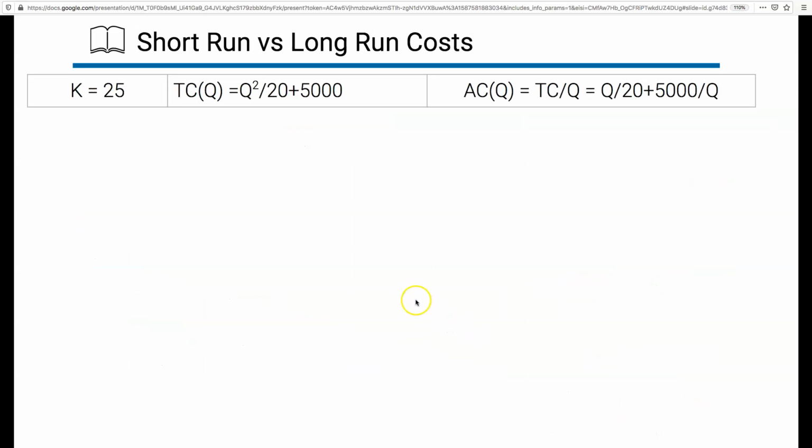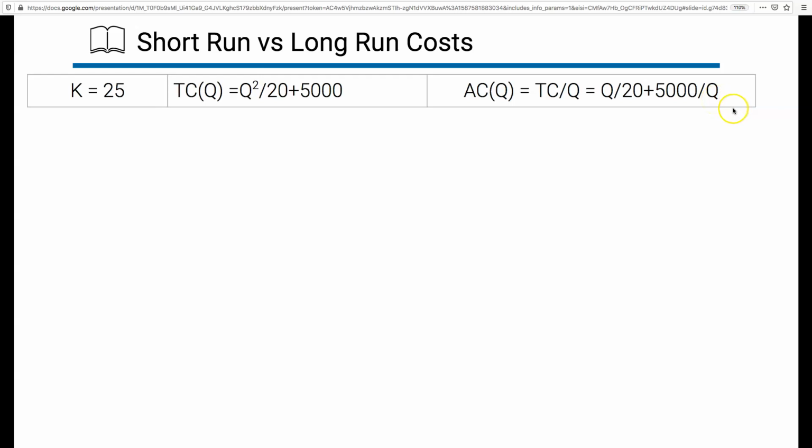Now, the next thing that I'd like to do is talk about the relationship between the short-run costs of a company and the long-run costs of a company. And here I'm going to use an example that I used in the previous videos too. In the short run, suppose that the level of capital is fixed at 25. It gives us a total cost of q squared over 20 plus 5,000. If you don't remember how I got it, go back to the 2 previous videos and see how I did it. And so the average cost, that is total cost divided by the output, is going to be q over 20 plus 5,000 over q.